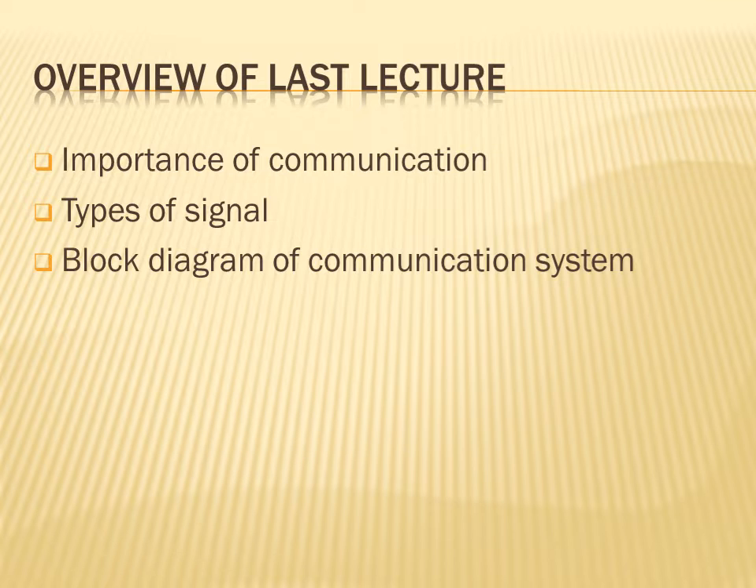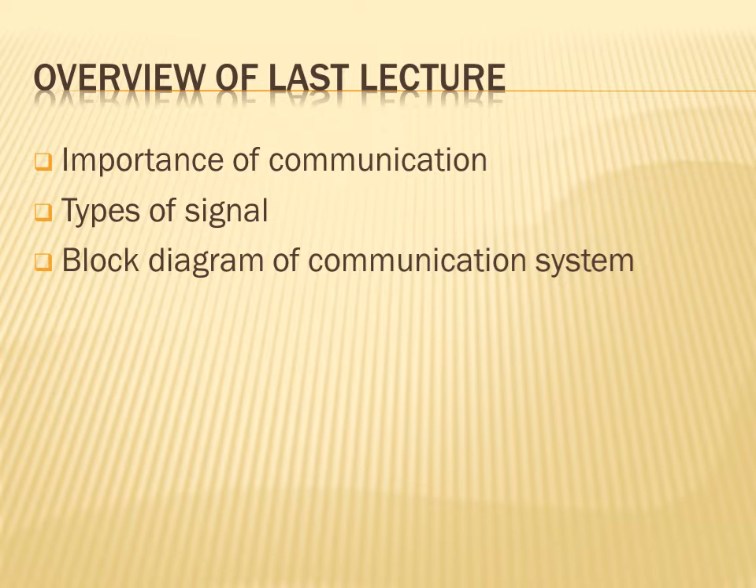There are two main barriers of communication: distance and language. Out of them, the distance problem is solved by using long distance communication. Next, we see the types of signal. There are three types of signal: analog signal, digital signal, and baseband signal.